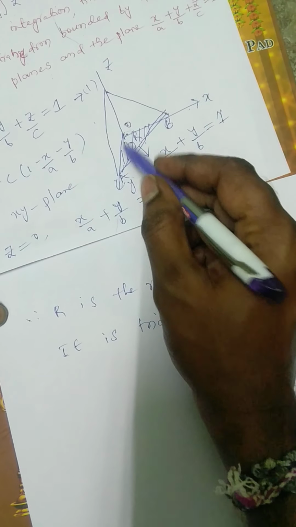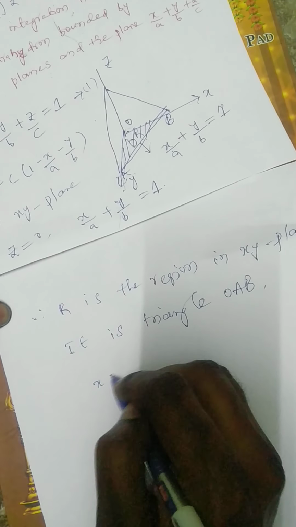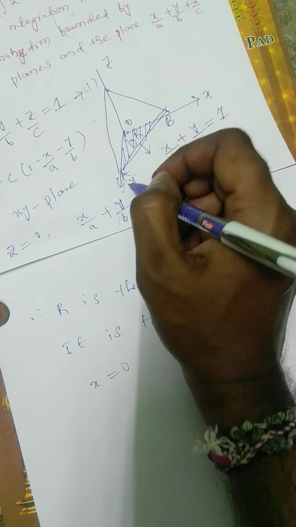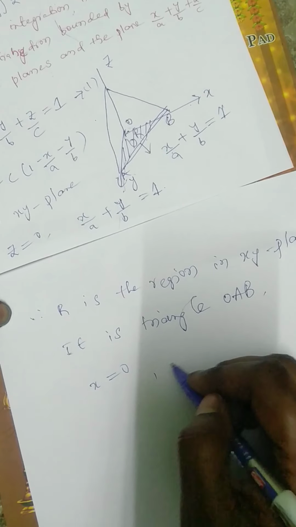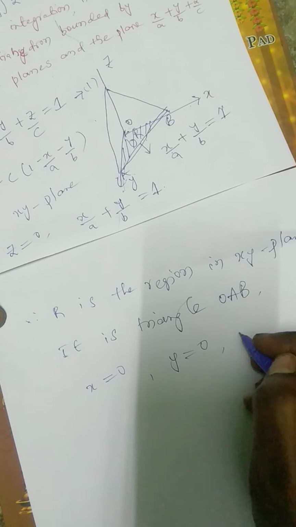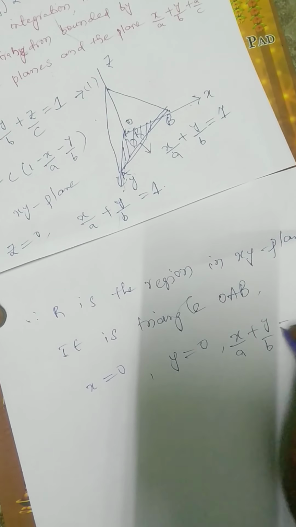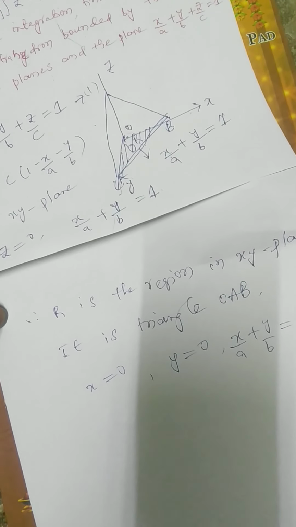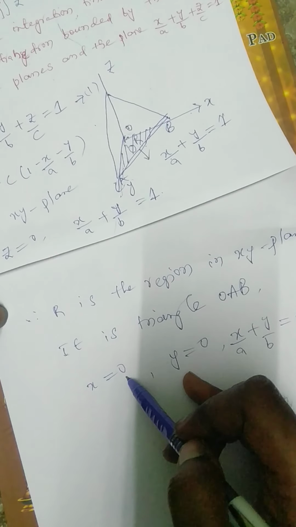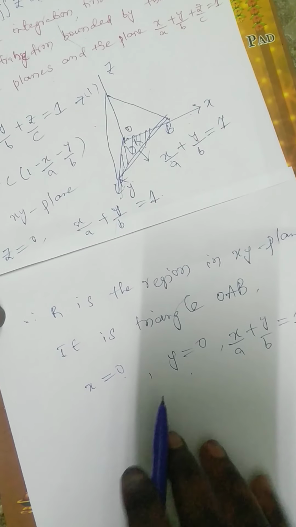How is this triangle OAB bounded? It is bounded by x equals 0. This is OA, nothing but the y-axis, y-axis nothing but x equals 0. And OB is nothing but the x-axis, x-axis nothing but y equals to 0. And the line x by a plus y by b equals 1. In the xy plane, R is a region in the form of triangle OAB, bounded by the y-axis, x equals 0, the x-axis, y equals 0, and the line x by a plus y by b equals to 1.